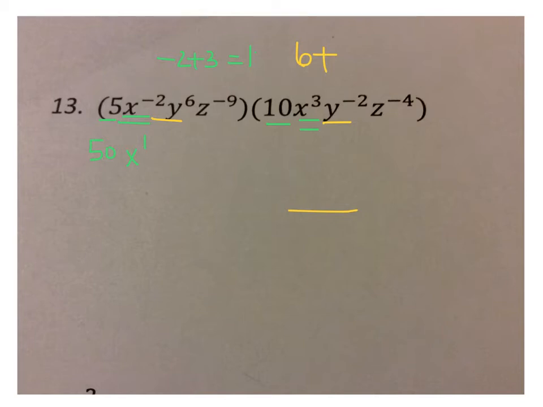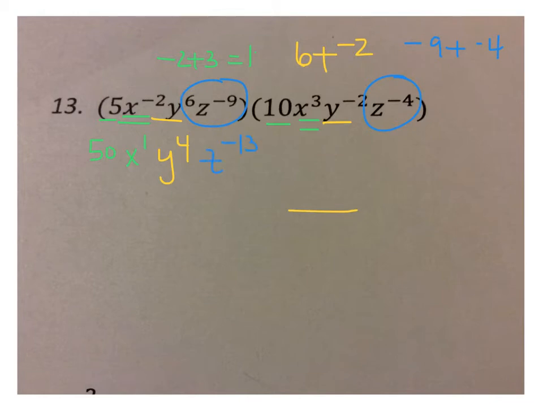So on the y's, we have 6 plus negative 2. So that's 4, because they're different signs you subtract. So we have y to the 4th. And then we have the z's. Z to the negative 9th, z to the negative 4th, negative 9 plus negative 4, they're all negative, so that's z to the negative 13th.